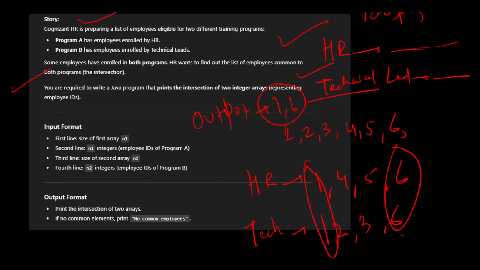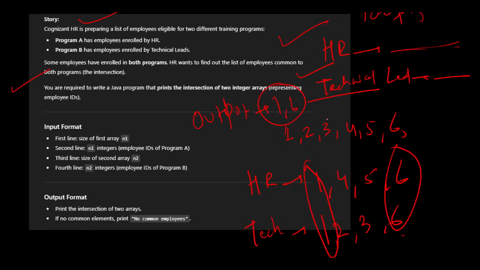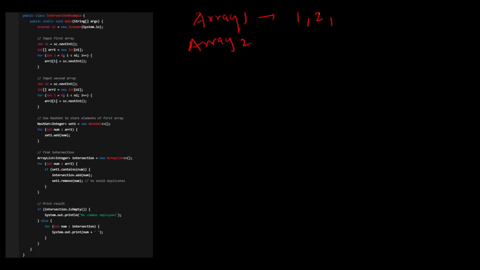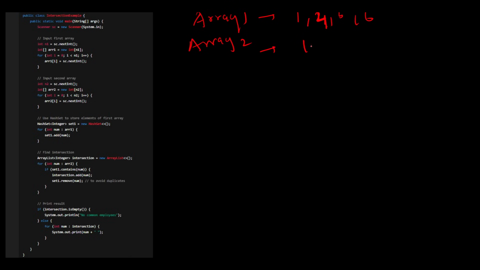Input format and output format is given. So I think you guys got the question. What will be the logic? Basically, we have two arrays, array 1 and array 2. Suppose in array 1, as I have explained, we have 1, 4, 5 and 6. And in array 2, we have 1, 2, 3, 6. Okay, so these are our inputs.